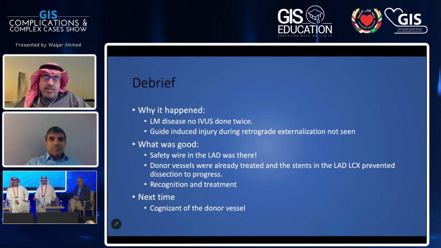And I credit my team for noticing that dissection before I did. And so what can I do better next time? Well, I have to be more cognizant of the donor vessel and more cognizant of my antegrade guide management. I've seen now people placing a safety wire in the aorta, a second wire, to prevent the guide getting sucked in. I'm not sure if everybody's doing that, but that's definitely something to do.